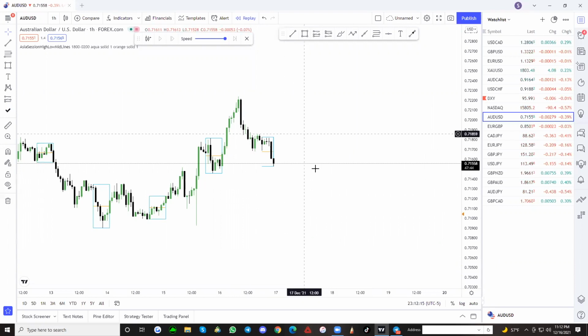In this one, we're going to be talking about refining order blocks, refining supply and demand areas and how to properly do that. So I'm going to keep this really nice, short and simple.